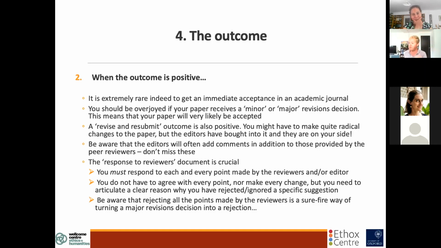You don't have to agree with every point, nor make every change the reviewer has asked for, but if you don't make that change, you must explain why you haven't done so. You can push back, but you need a good reason to convince the editor that that makes sense. But don't push back too far, I think. If you were to reject and push back against every single point made by a reviewer or both reviewers, that's probably one of the only surefire ways to turn a major revision decision into a rejection.